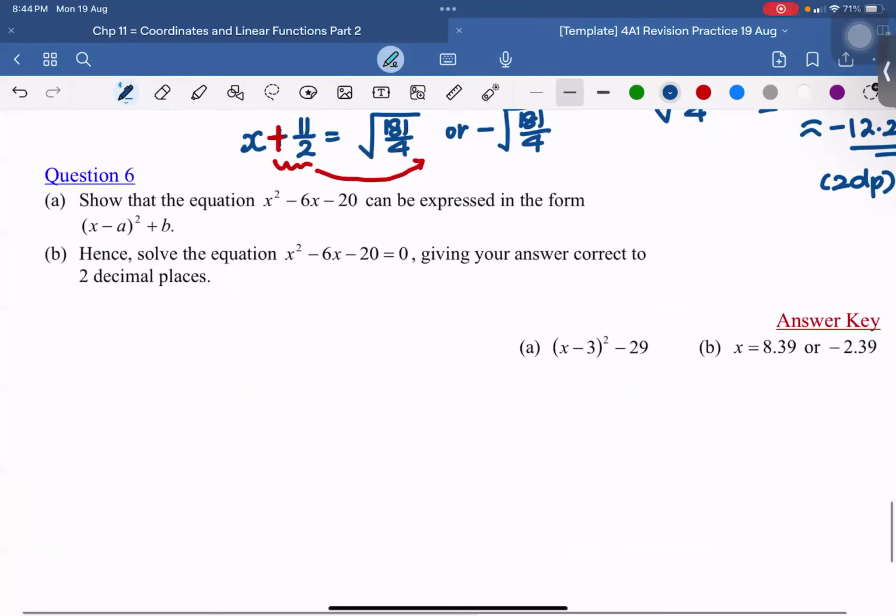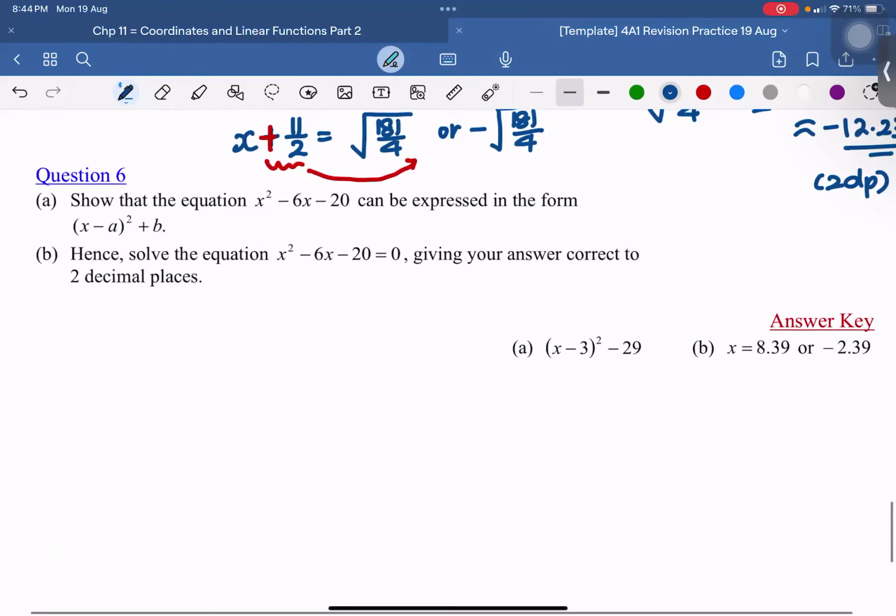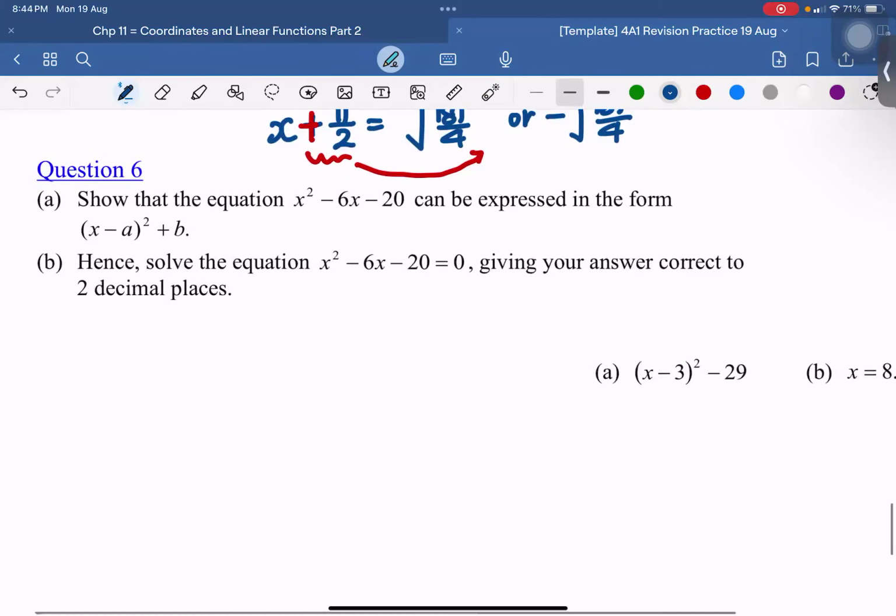Okay, next part of the question. Question number 6, last question already. Show that the equation can be expressed in the form. So when they have this, right, it means do completing square. Okay, again, don't care what is the sign that is given here.